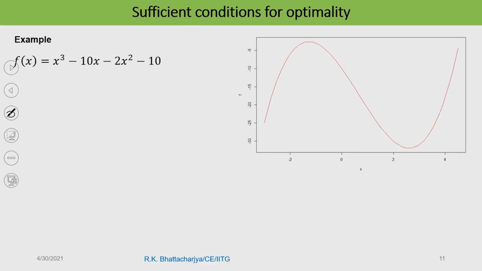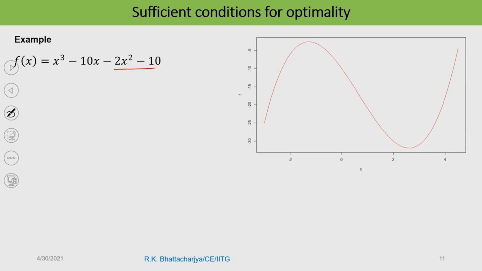Now, let us see this example problem. I would like to solve this problem and find the stationary points, and also find out whether the stationary points are a maximum point, minimum point, or an inflection point. The function is f of x equal to x cube minus 10 x minus 2 x square minus 10.